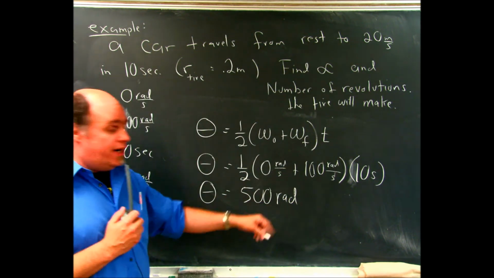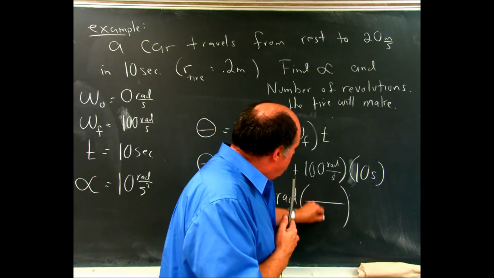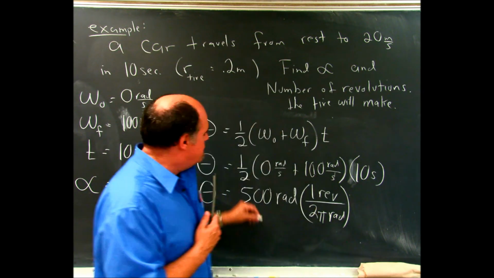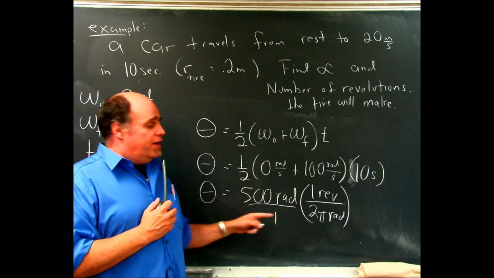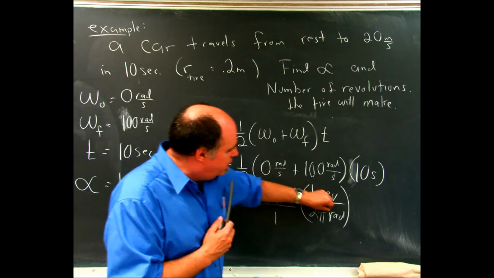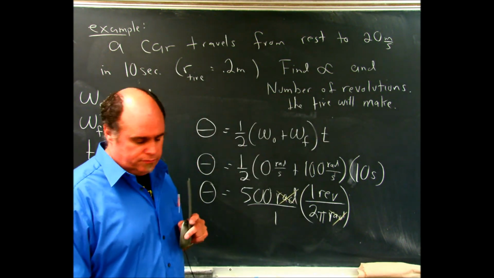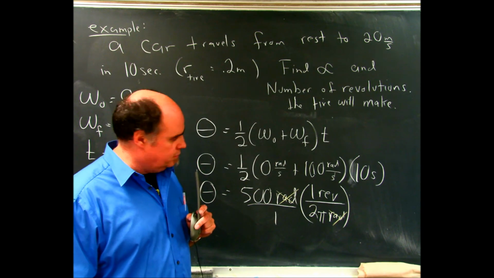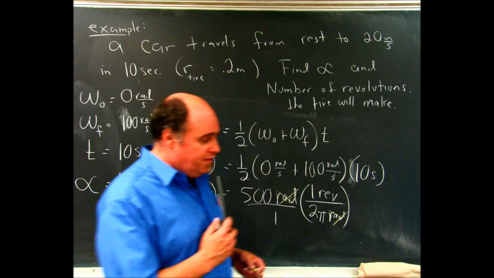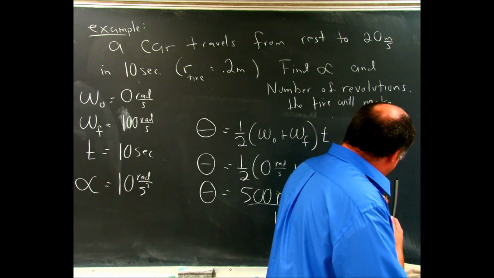So I would have to now go and convert out of radians. What I know is in 2 pi radians, there is 1 revolution. So 500 radians, and the radians on the top will cancel with the radians on the bottom, and the number will come out to be 79.57. So this comes out to be 79.6 revolutions.